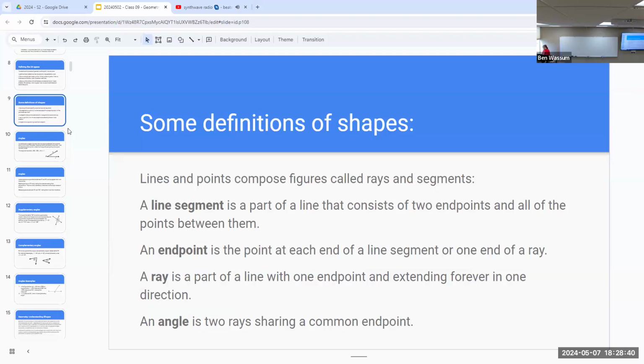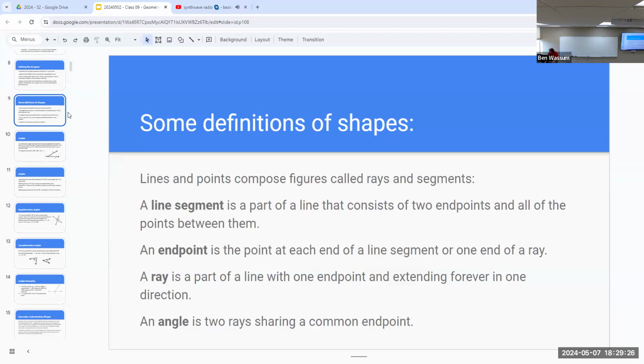We also have definitions of shapes of lines. So we get a line segment. It's a part of a line that consists of two endpoints and all the points between them. So a line segment is a segment of a line. What a surprise. An endpoint is the point at each end of a line segment or one end of a ray. It's the point on the end. It's an endpoint. A ray is a part of a line with one endpoint and extending forever in one direction. And then an angle is two rays sharing a common endpoint. Yay.